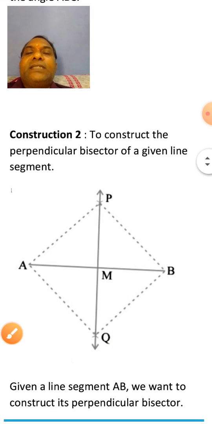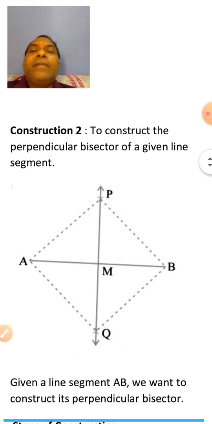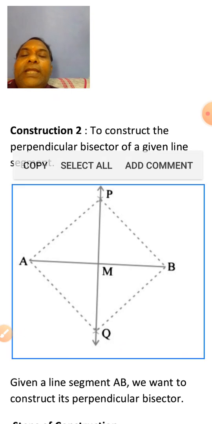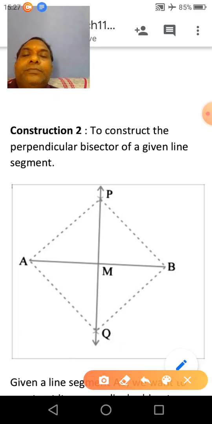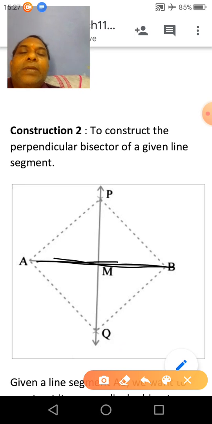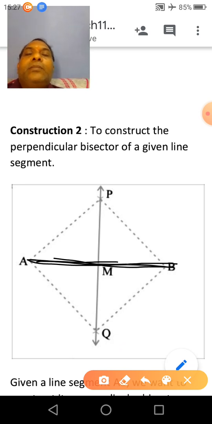Next construction, to construct the perpendicular bisector of a given line segment. So here the line segment is AB. AB is the line segment. You have to draw a perpendicular bisector of the given line segment. Clear?